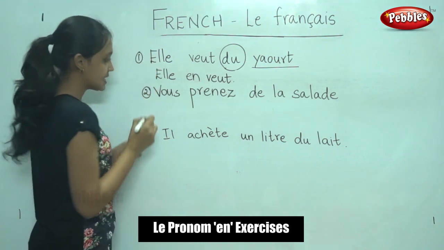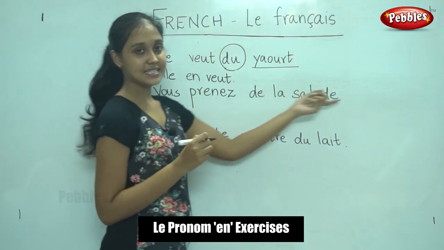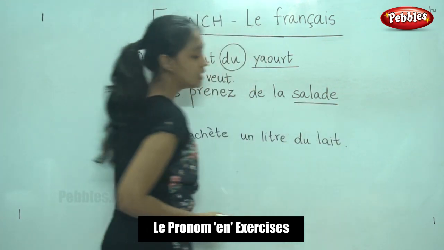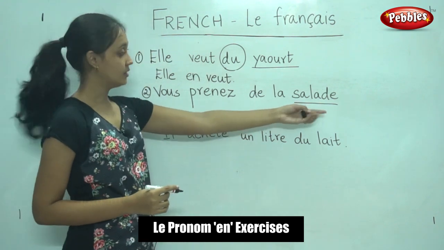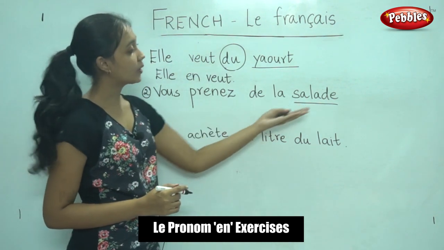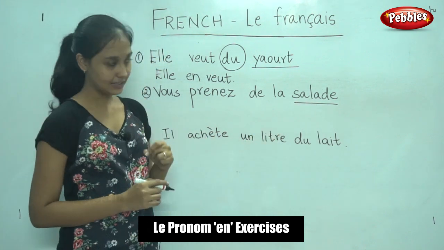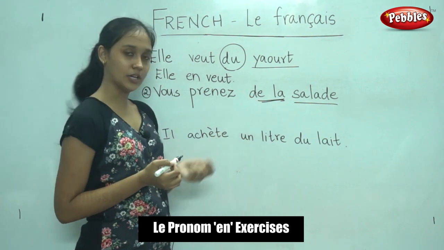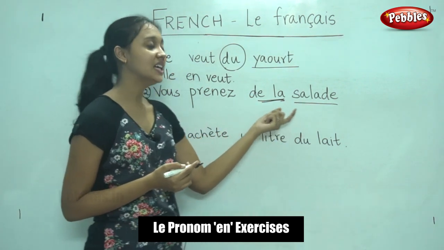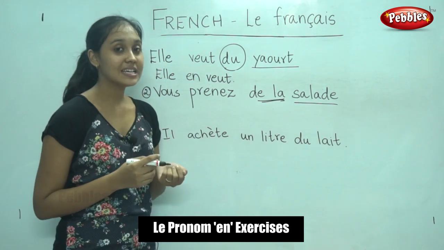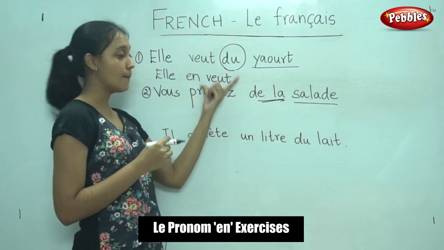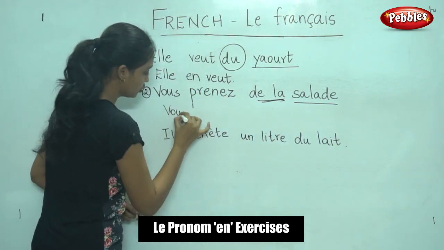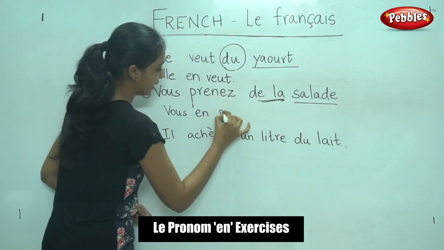The second sentence, vous prenez de la salade. So what are we going to replace here? Salad. Salad is the noun. Now we are going to replace this with en, and it is introduced by a partitive article. Okay. So we are going to replace it with en, and where do we place en? We place it before the verb. The verb here is prenez. So vous en prenez.